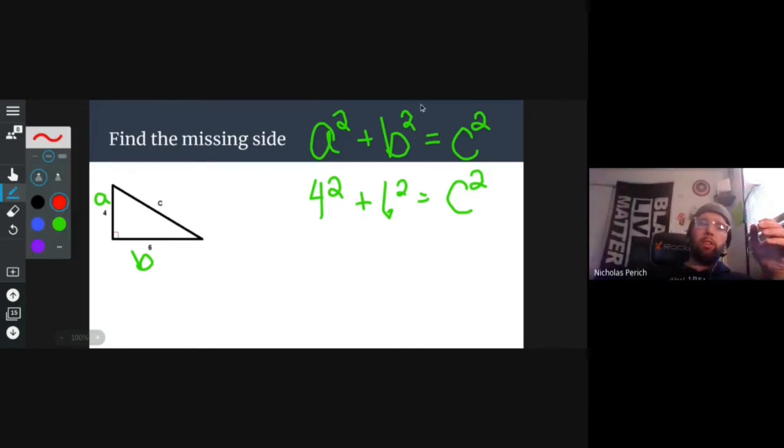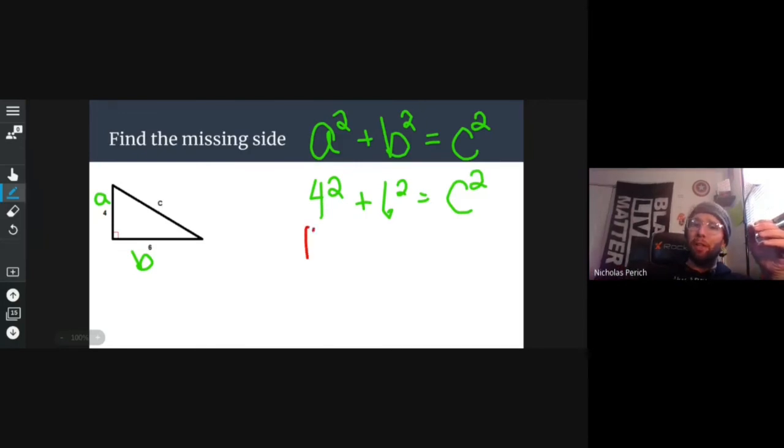4 squared is 16. It's also a fun game. 6 squared is 36. How old I was last year. I mean, how old I will be in 10 years. Those two numbers are right next to each other, so I'm just going to add them up.